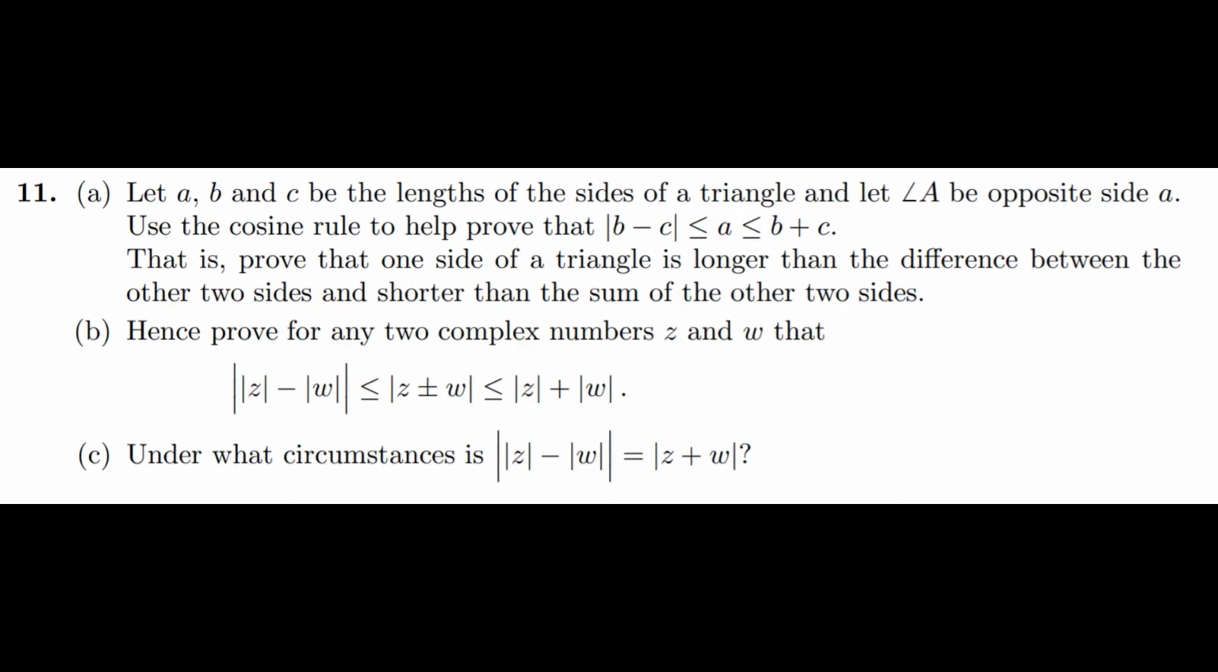Part B then says, hence prove for any two complex numbers z and w that the magnitude of mod z minus mod w is less than or equal to mod z plus or minus w, which is less than or equal to mod z plus mod w. And then part C says, under what circumstances would this magnitude of mod z minus mod w be equal to mod z plus w?